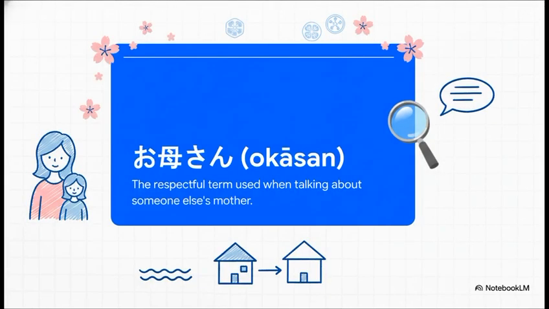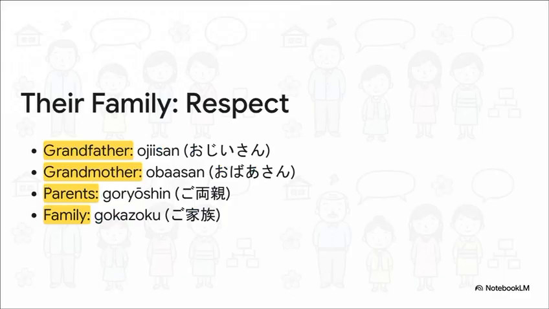And for mother, well, this is where the pattern really clicks. To talk about someone else's mom, you use okasan. I bet you've heard this one before. And now you know exactly when to use it, for other people's mothers. Okay, check this out, because a super clear pattern starts to show up here. For their grandfather, it's ojisan. For their grandmother, obasan. Their parents as a unit, goryoshin. And their family, gokazoku. Are you seeing it? That little o or go at the beginning? That's a classic sign of respect in Japanese.